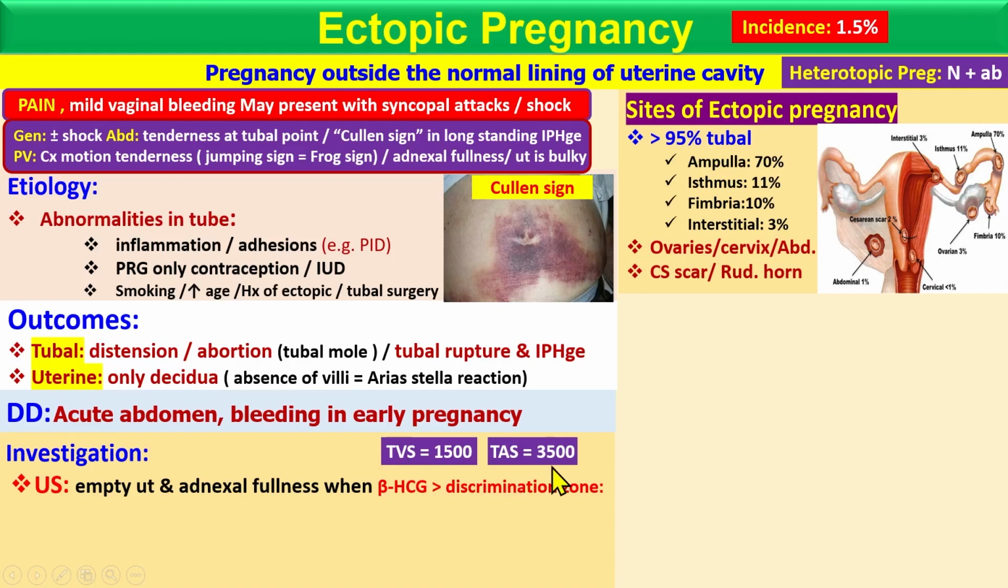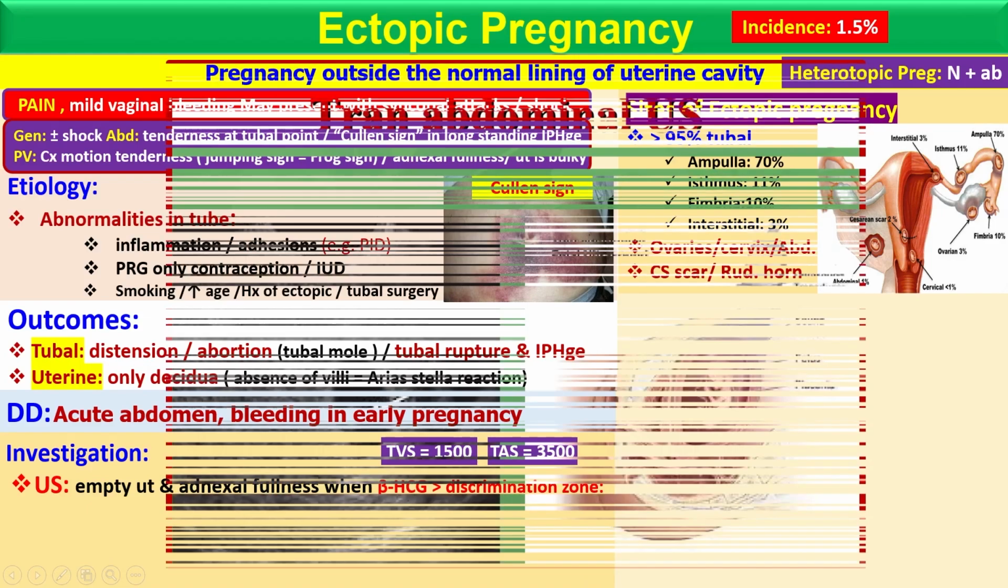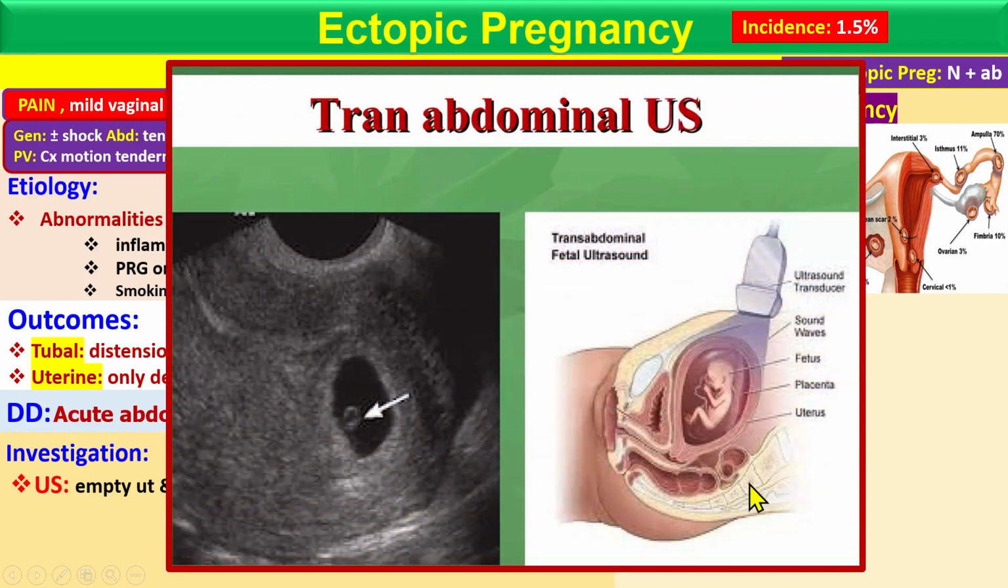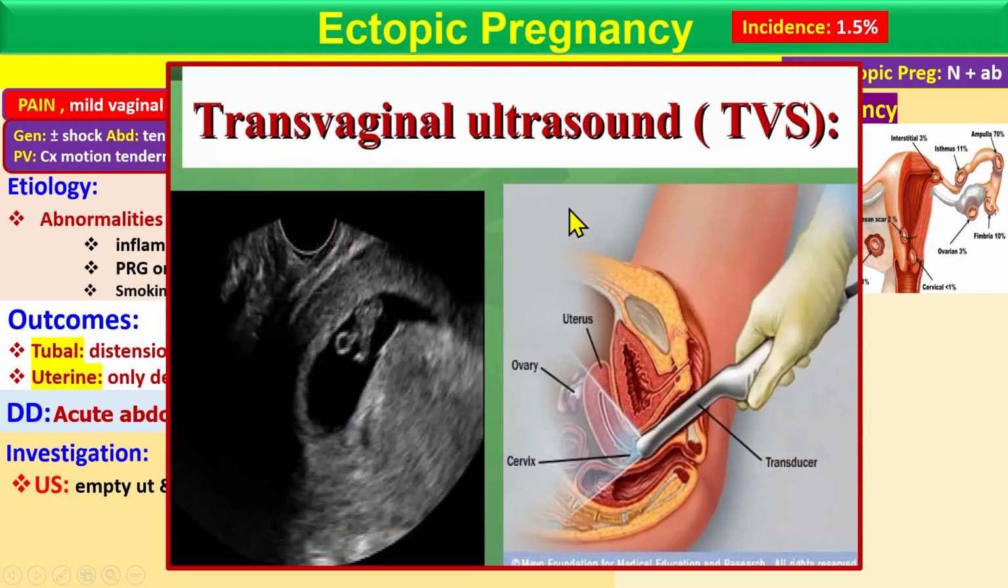When the beta hCG level is more than 3500, you can appreciate it via abdominal sonography. Here you can see the transabdominal ultrasound, and here you find the ectopic pregnancy. And here you see the transvaginal ultrasound, where you can also appreciate the ectopic pregnancy.